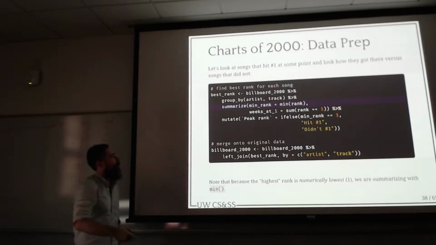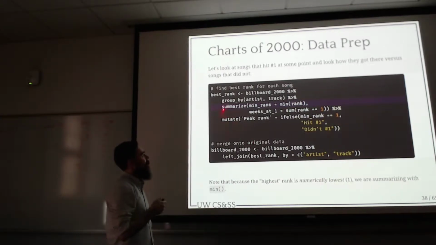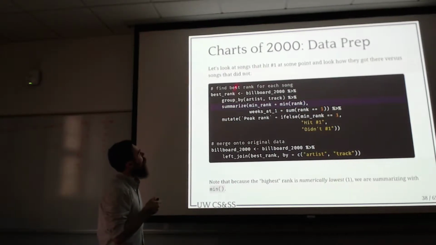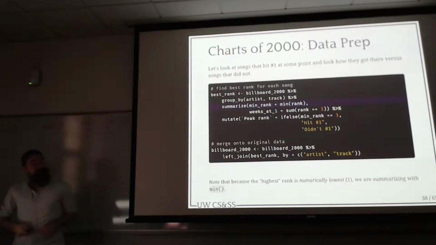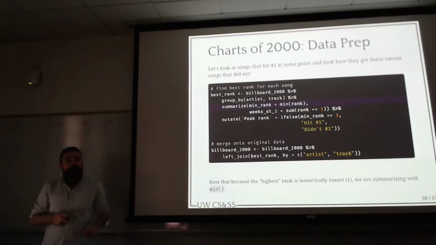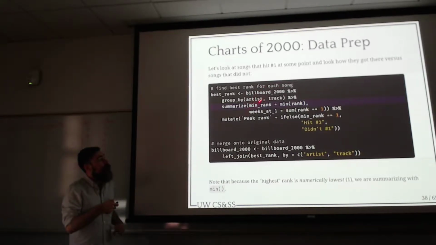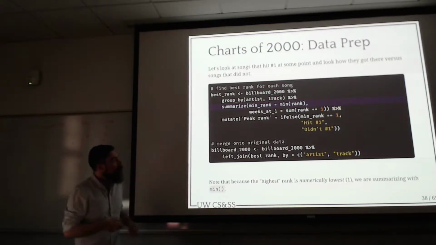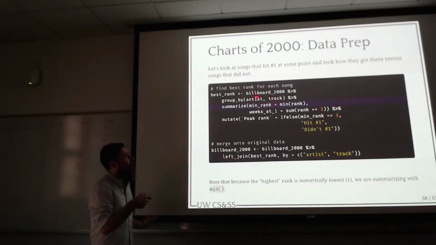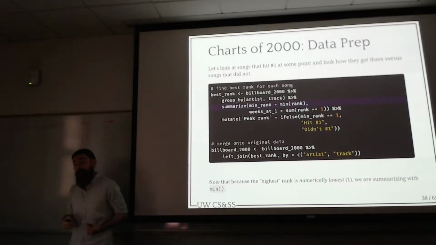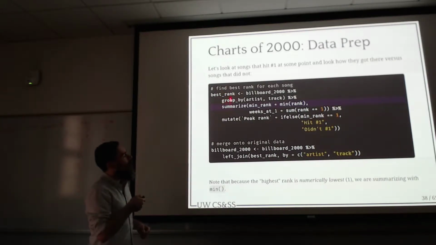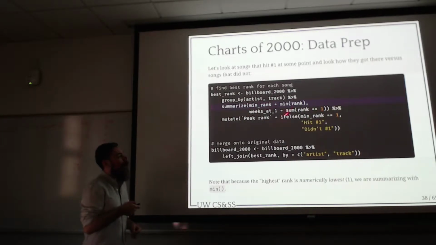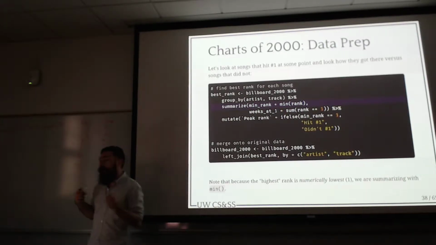Exactly! Summarize. Okay, you can tell because it's highlighted. So we're going to create a new data frame called best rank. From Billboard 2000, I'm going to group by the artist and the track. This is only really necessary to group by both artist and track if two artists have the same name track. I don't know if that's true in here, but maybe they do. We're going to summarize and say the minimum rank is equal to the min of the rank column.